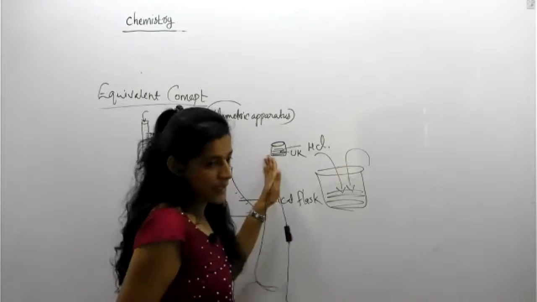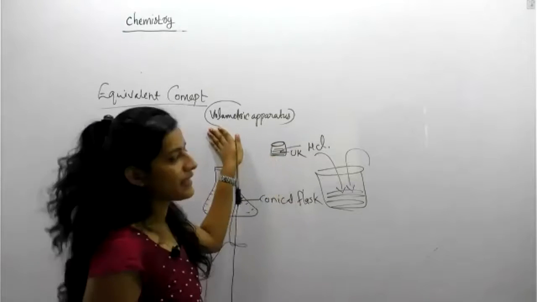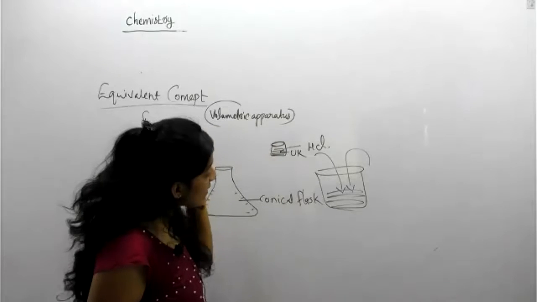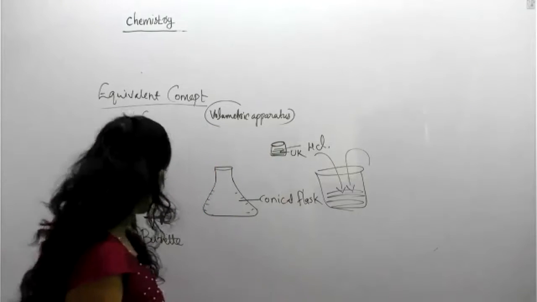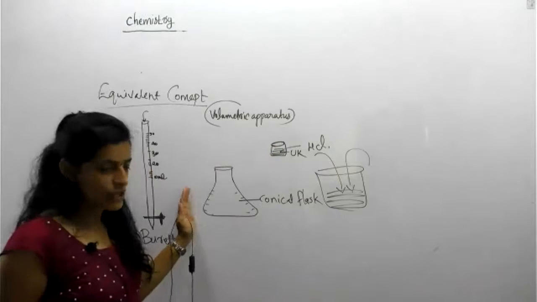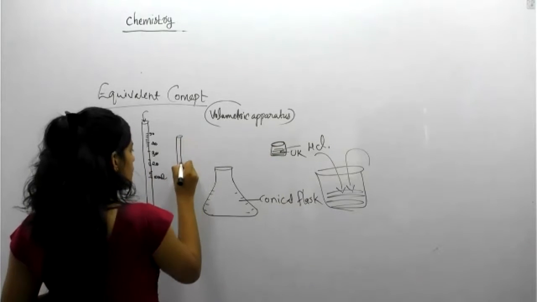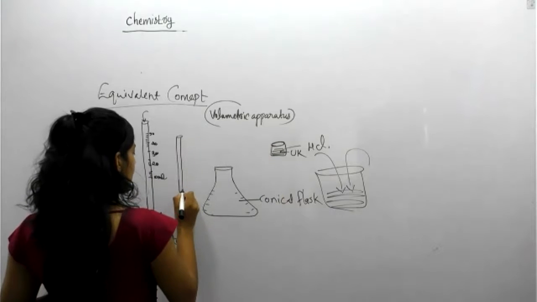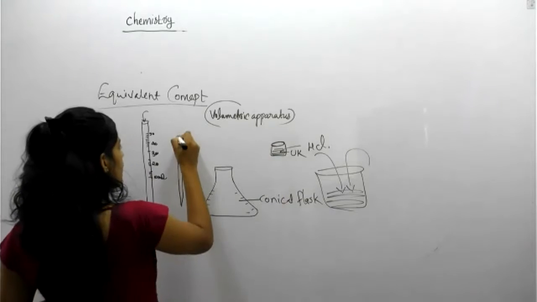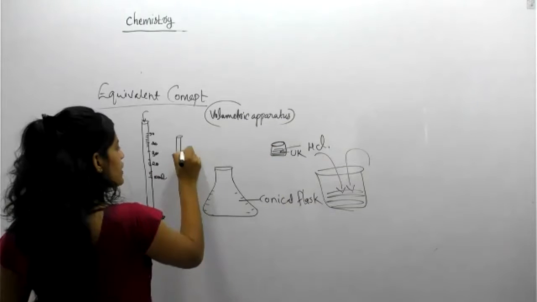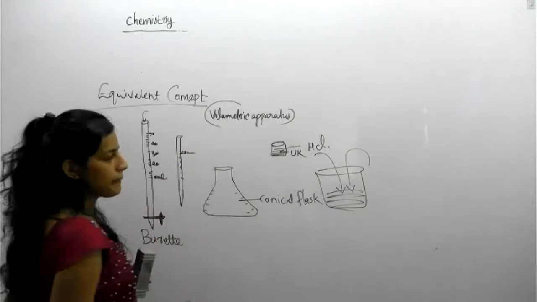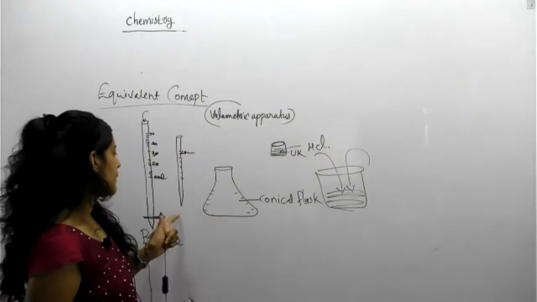For that purpose, with the help of volumetric titration, we can easily find out using this apparatus. Burette and conical flask are the major ones, and the pipette is also there. Pipette is another very famous apparatus. A 20 ml pipette is available, a 10 ml pipette is available. So this is a pipette, this is a burette.